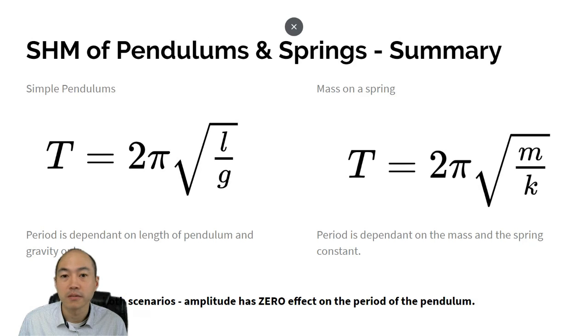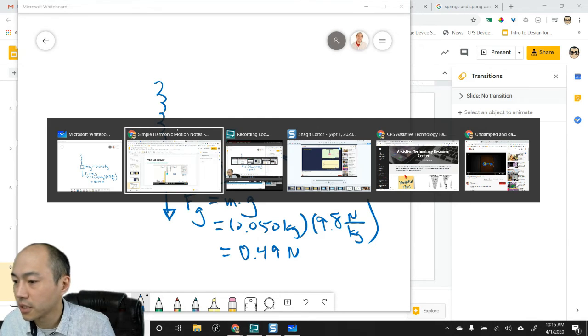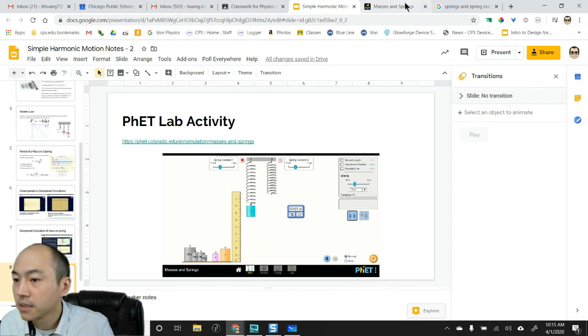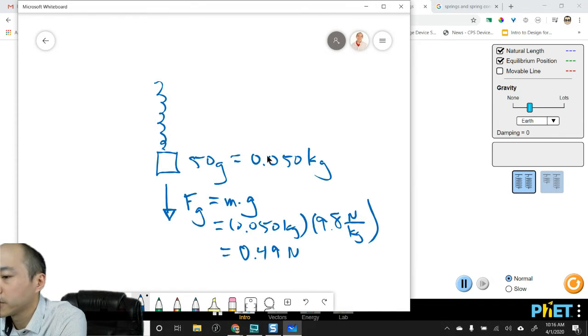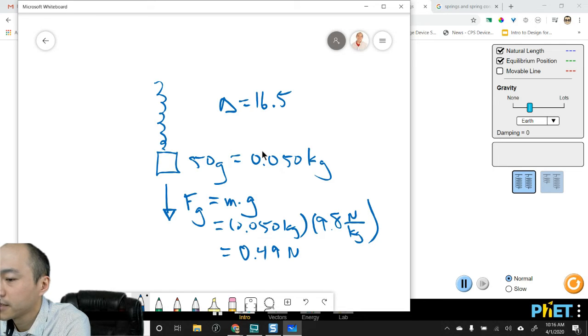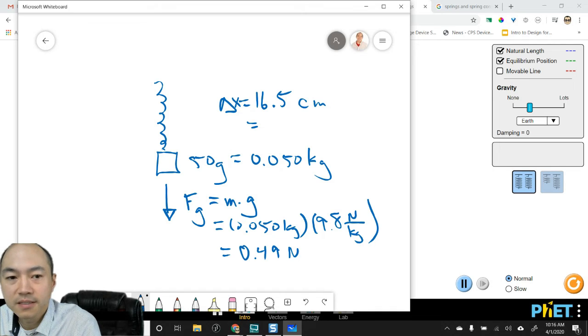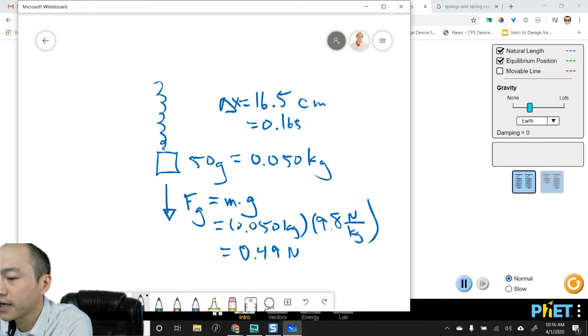And the stretch. Oh, what was the stretch on that? We said the stretch was 16.5 centimeters. And we know that delta x is equal to 16.5 centimeters, and that's equal to 0.165 meters.